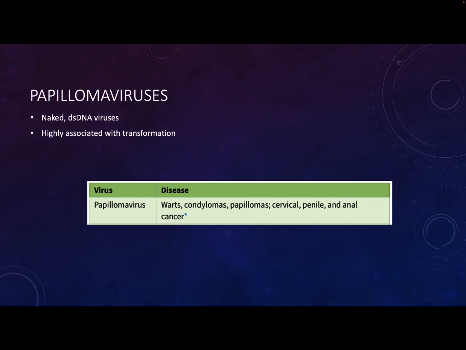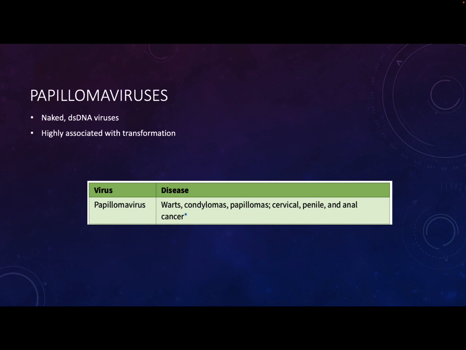So when we talk about transformation with eukaryotes, because viruses infect eukaryotes, that's why we're talking about eukaryotes. Transformation in eukaryotes means becoming cancerous. Transformation in bacteria is picking up DNA from the environment. Same word, two different meanings depending on what organisms we're talking about. So if I tell you a virus is associated with transformation, I'm telling you it's associated with cancer, being a cancer-causing virus. It's oncogenic.